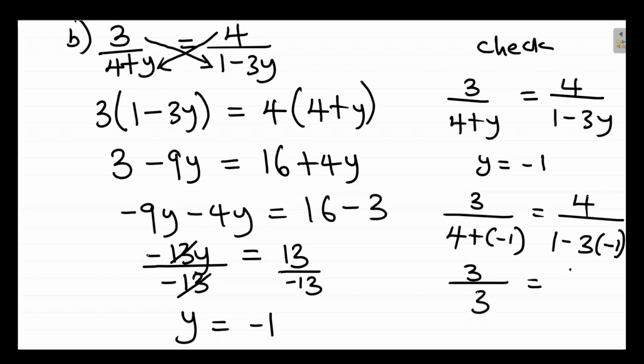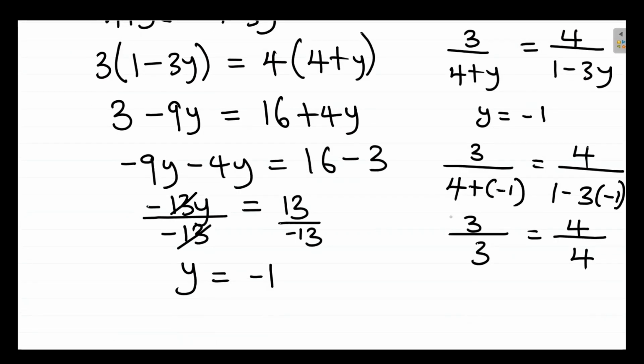equal to 4 divided by, minus 3 times minus 1 is plus 3, plus 1 is 4. So we have that 3 divided by 3 is giving us 1, equal to 4 divided by 4 is giving us 1. Thus, our equation is equal, hence y is equal to negative 1.